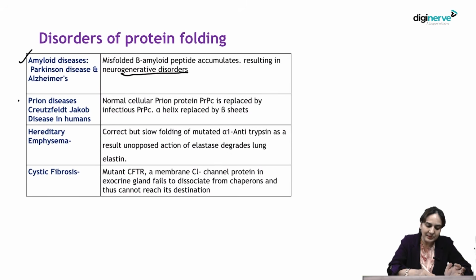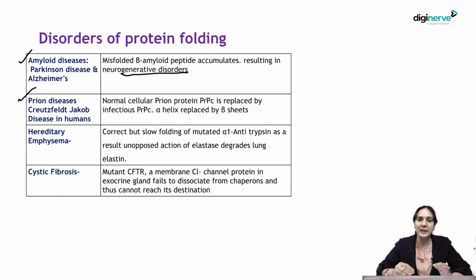Then another disorder is prion disease, like Creutzfeldt-Jakob disease in humans. Here the normal cellular prion protein is replaced by an infectious protein and alpha helices are replaced by beta sheets. So folding is not in the way that is required, which will lead to this disorder. Then in hereditary emphysema there is correct but slow folding of the mutated alpha antitrypsin.